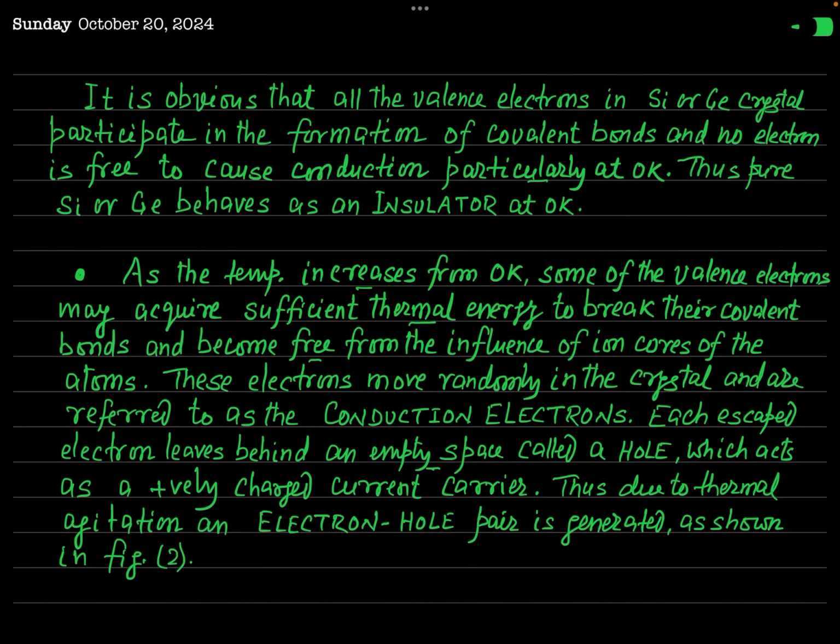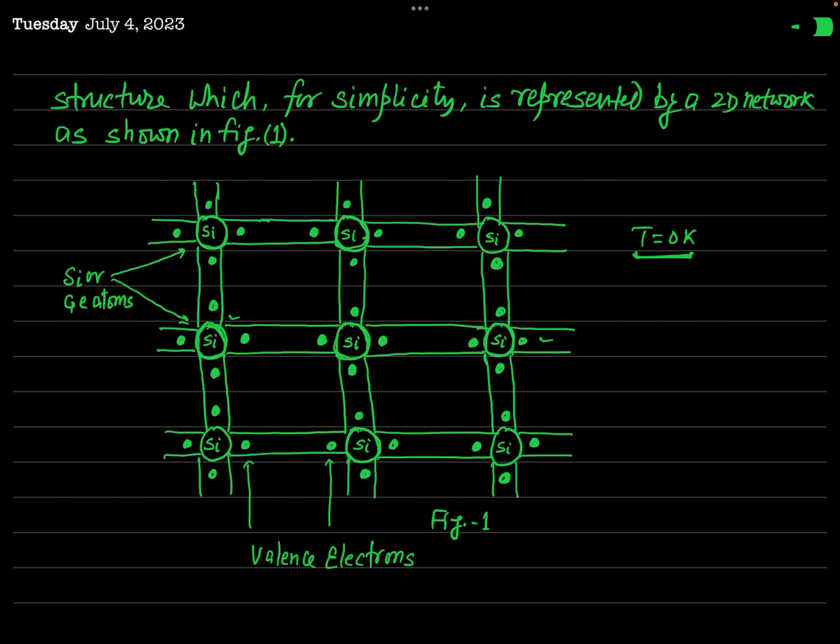For your convenience, I have mentioned all these things here. It is obvious that all the valence electrons in a silicon or germanium crystal participate in the formation of covalent bonds, and no electron is free to cause conduction, particularly at 0 Kelvin temperature. Thus, pure silicon or germanium behaves as an insulator at 0 Kelvin temperature. But what will happen when the temperature is raised from 0 K?